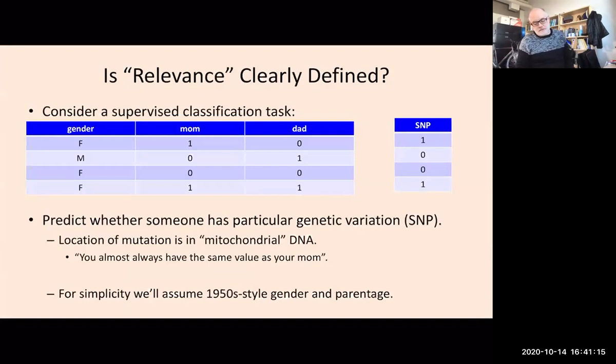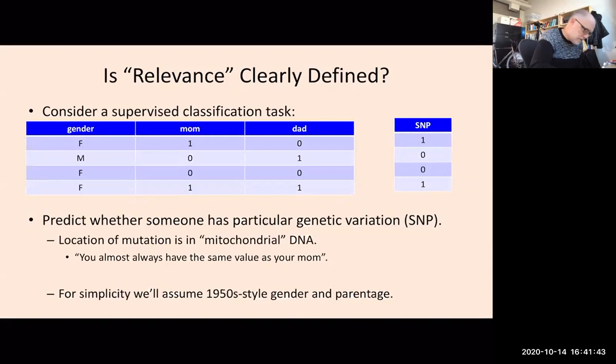The question is, and it sort of calls into question what we've been talking about in this lecture in the first place, although you should be somewhat suspect because we've said that what we really care about is predictive accuracy. We don't really care about any of the interpretation stuff, and relevance is clearly one of those things. Is relevance even clearly defined? So let's consider a supervised classification task. We're going to start talking about problems with trying to figure out whether or not relevance is clearly defined.